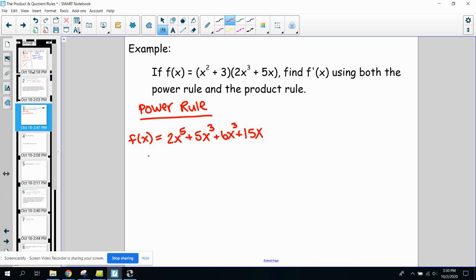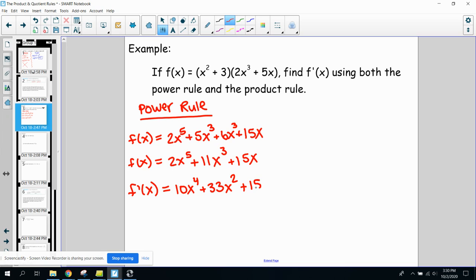I can combine my like terms together and I can get 2x to the fifth plus 11x to the third plus 15x. So we've just rewritten f of x in expanded form. Here it's expanded, it's in standard form. I can take the derivative of this now by using the power rule. So my derivative would be 10x to the fourth plus 33x squared plus 15. So that is my derivative.